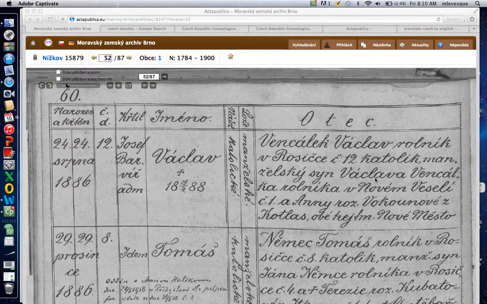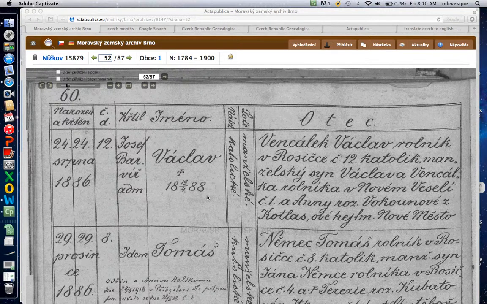Hello. Today we're going to take a look at a very well-written baptismal record book and learn how to read Czech. I would like to point out that Czech was used really in the last quarter of the 1800s. Before that it was German and Latin for the most part. However, this will teach you a lot about how the genealogy records are organized.